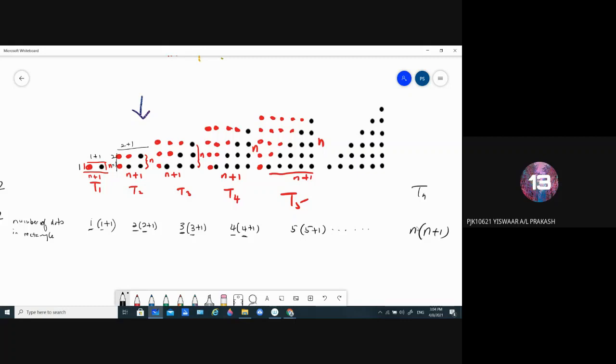Okay. So now let's look at the number of dots. This is the number of dots in the rectangle. Now let's look at the number of dots in the triangle. In this triangle here, what is the number of dots?